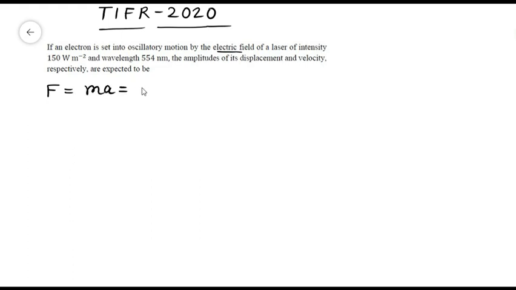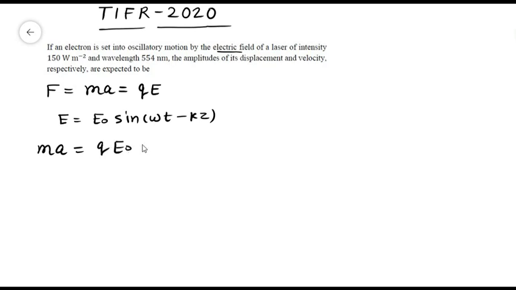and that can be written as charge times the electric field. Now let's assume the electric field is in the x direction and the wave is propagating along the z direction. So the electric field can be written as E equals E naught sine(omega t minus kz). So the equation of motion becomes m a equals q E naught sine(omega t minus kz).